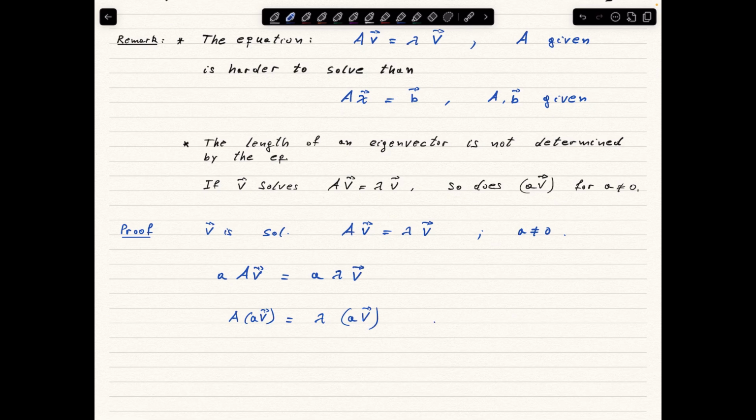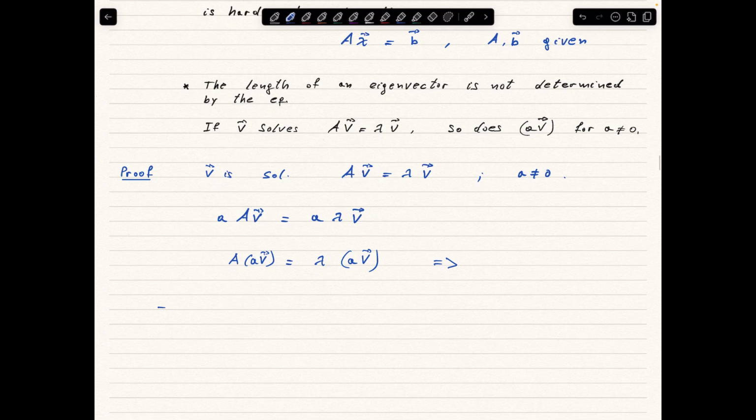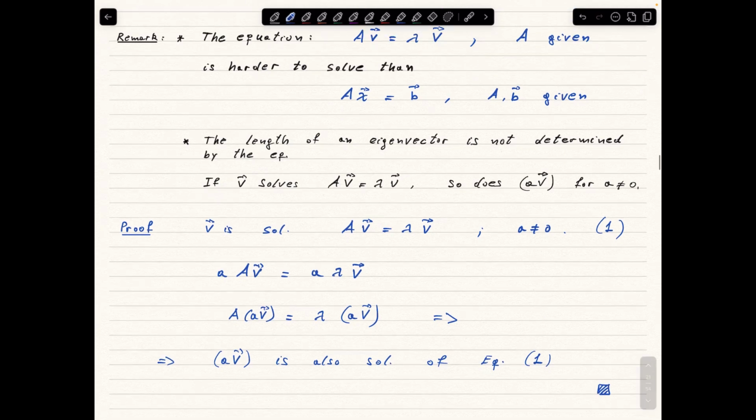But then this is the whole proof. It means that if v is a solution of the equation, the vector av, the multiple, is also a solution of equation 1. Let's call this equation 1. You see? v is a solution, so av is. And that's it. So the equation does not determine the length of the vector, only the direction.